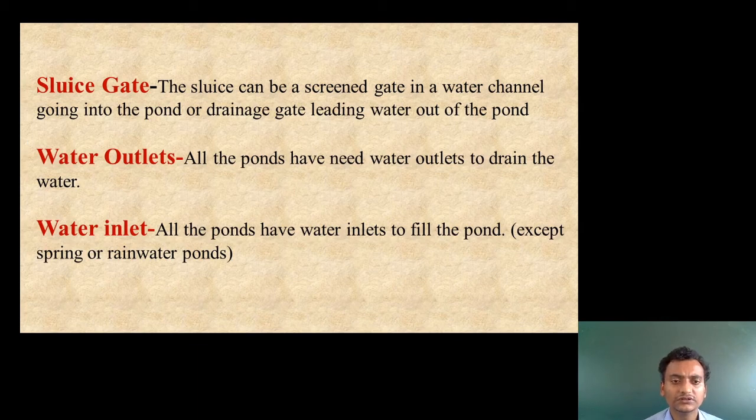This is about an important structure which controls the water inflow or outflow of the fish pond, called the sluice gate. A sluice gate can be a screen gate, which inhibits the entry of unwanted fishes into the pond or the escape of fishes from the pond. Water outlets are used to drain or dry the pond, and water inlets are used to fill the pond.